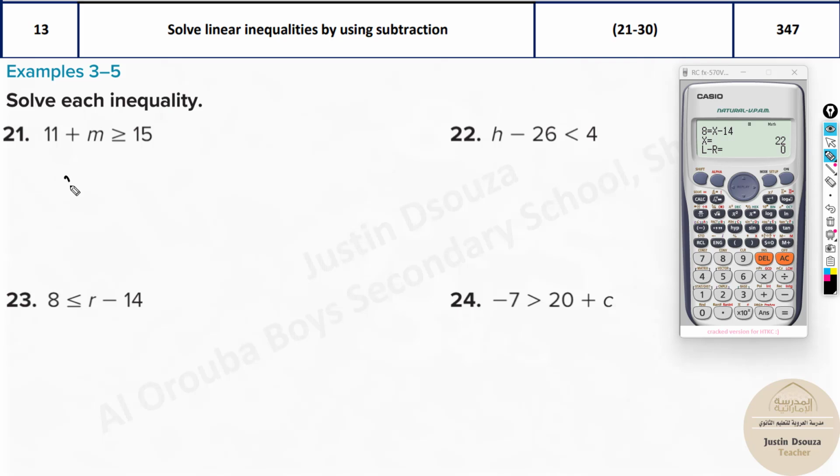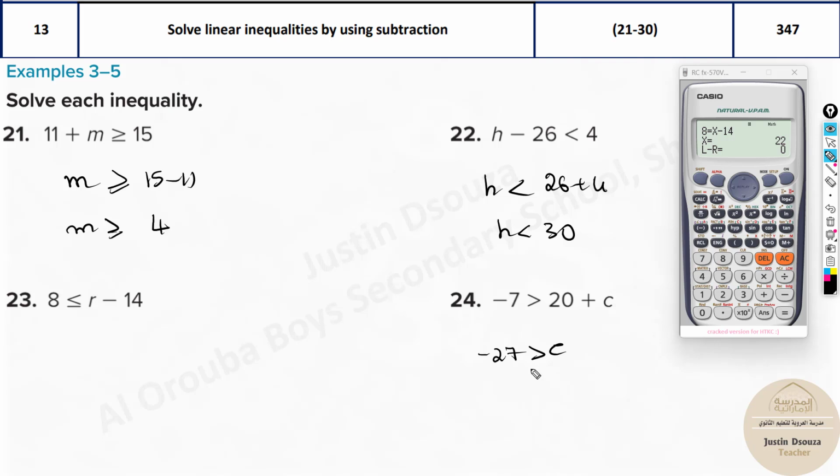Leave the variable over here on the left side itself, greater than or equal to, this 11 goes to the other side, basically subtract 11 on both the sides, 15 minus 11. So m is greater than or equal to positive 4. Here 26 goes to the other side, will be h less than 26 plus 4, that is h less than 30. Here bring 20 to the other side, will be minus 27 is greater than c, or we can write it as c is less than negative 27.